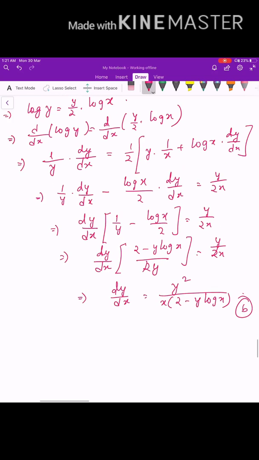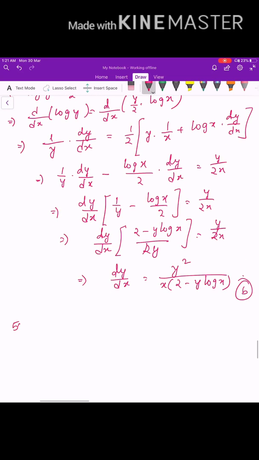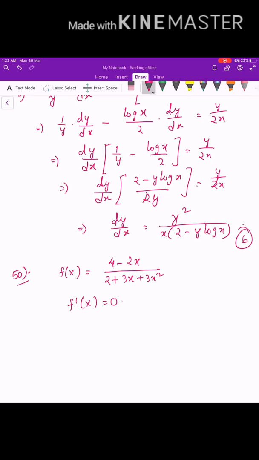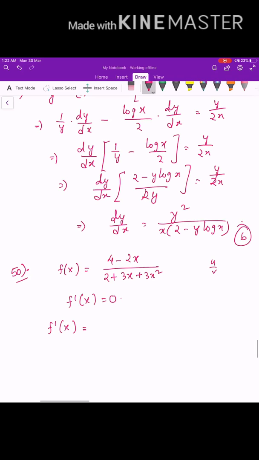And the last question. If f(x) is equal to 4 minus 2x upon 2 plus 3x plus 3x square. Okay, now f(x) is this, then I have to find the values of x for which f dash x is 0. So the first order derivative. So f dash x, I have to find the first order derivative. So this is again u by v.